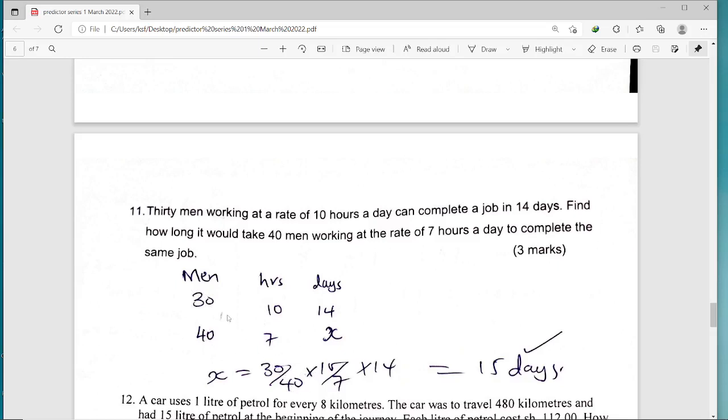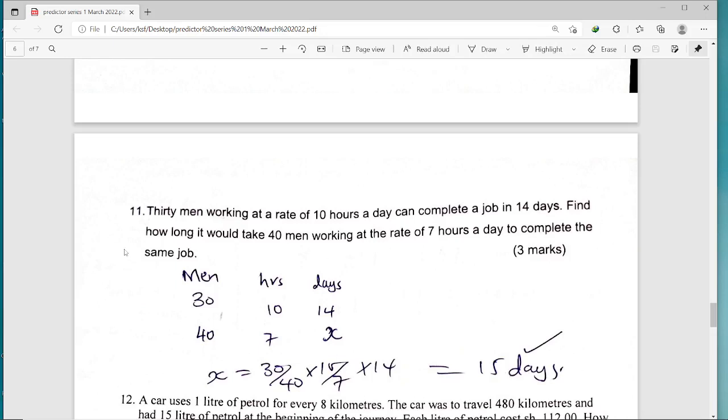Then times, we assume this is not existing. Then we ask about hours. If people are working for 10 hours, we don't know how many they are, but they are working for 10 hours, they are taking 14 days. So if they work for 7 hours, it is automatically they will take more days. So it is more over less, which is 10 over 7. Then times the 14, so that if you manipulate all this, you get 15 days.